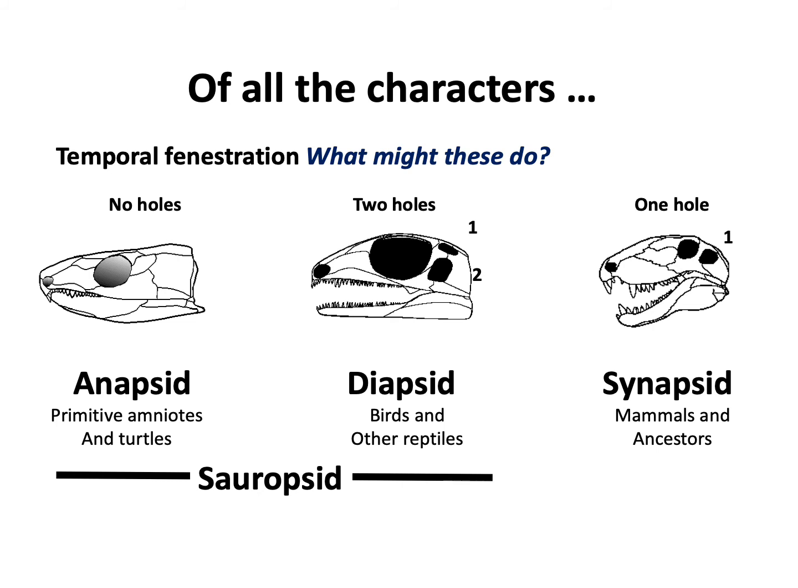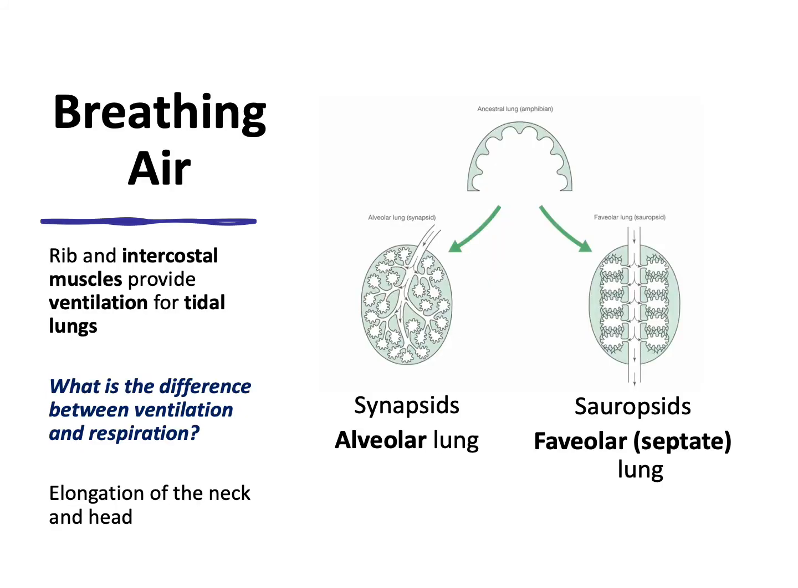So what are some of these other things going on? Well, another characteristic is they both breathe air, and both synapsids and sauropsids have lungs. And in both cases, you have the rib muscles that are helping to provide what we call the intercostals. These are helping to provide movement for ventilation. So when we talk about ventilation, we also talk about respiration. Any idea what the difference is between these two? The difference between ventilation and respiration.